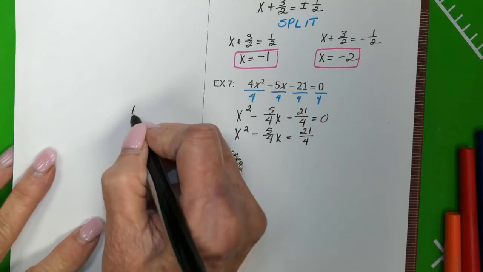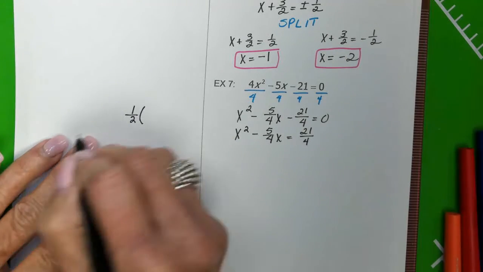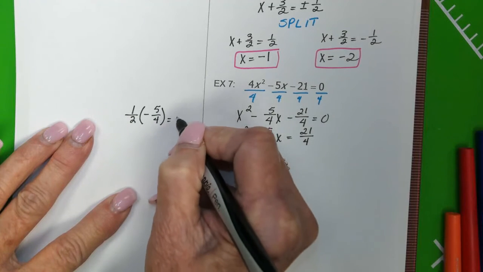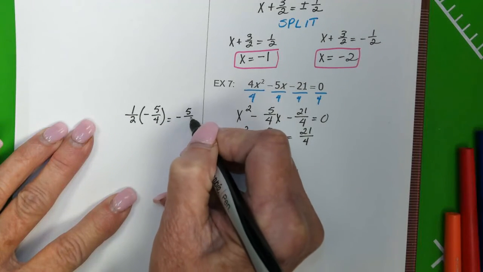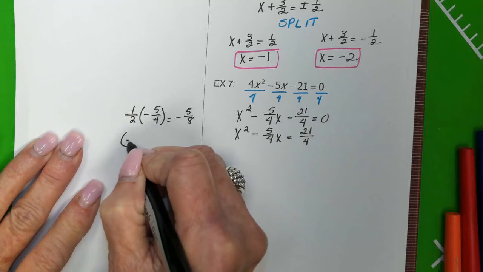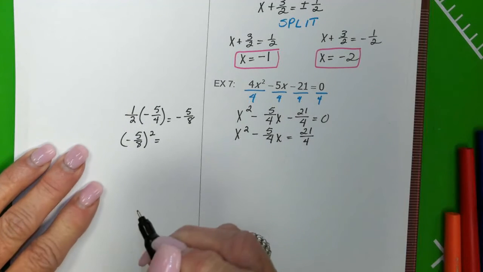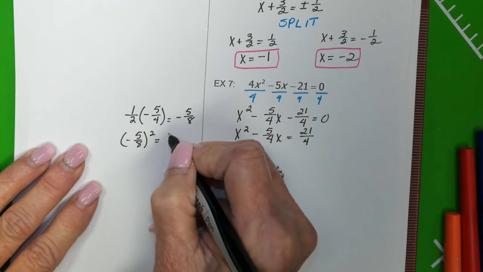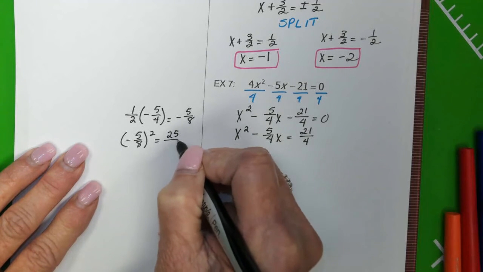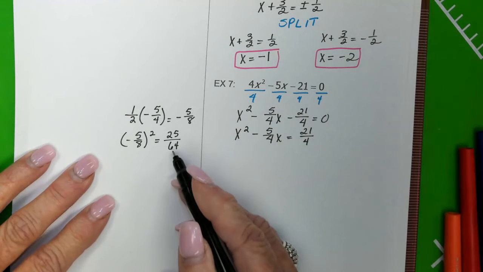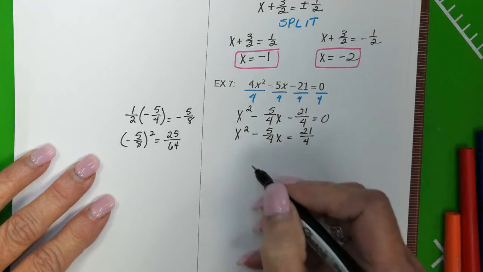Okay, so I'm going to do the little two steps. So I'm going to take half of the middle term. So half of negative 5/4 gives me negative 5/8, and then I'm going to take that number and square it. When you square a fraction, you square the numerator and the denominator. So that gives me a positive 25/64. Remember, it's the second number that I'm going to add to both sides.